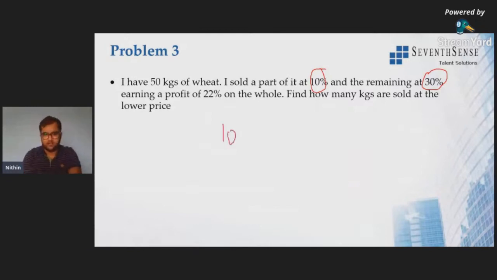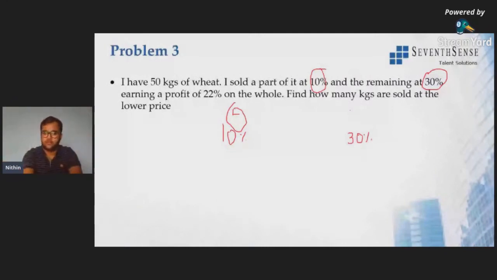Consider 10% itself. This will be the value which is coming under lower price. All right, so this is the value of higher price. Or if you want to use per kg 100 rupees, then lower price will be 10% of it. Higher price will be 30% of it. Then profit will be 22% of it. Directly take 10, 30 and 22 rupees.